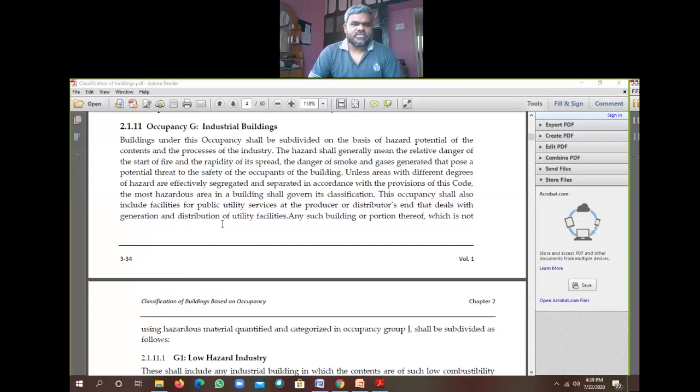This occupancy shall also include the facilities for public utility services at the producer or distributor end that deal with the generation and distribution of utility services. Any such building or portion thereof which is not using hazardous material quantified and categorized in this occupancy, right?